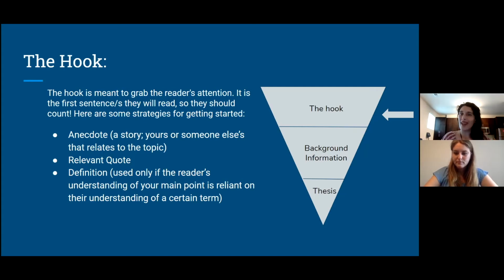Here are some strategies for you to potentially get started. An anecdote can be a good way to start a hook. It can be a story, your own story, someone else's story, as long as it relates to your central topic. It can be a relevant quote from maybe a work that you're working with or something that speaks to your topic. It can also be a definition, which should only be used if the reader's understanding of your main point is reliant on their understanding of a certain term. So as we said before, it starts off pretty broad. You have a lot of room to hook your reader in before you get into the specifics of your main point.